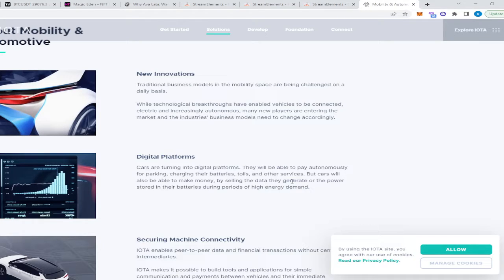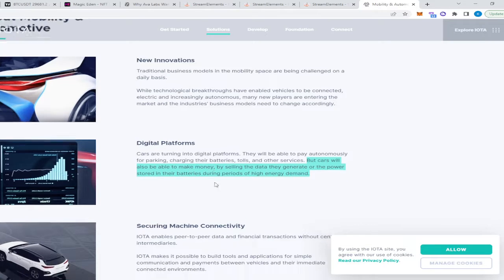So that's big. Like I said here, cars will be able to make money by selling the data they generate, or the power stored in the batteries. Doing so, they plan on adding the wallet to make it beneficial, to where you can pay for tolls automatically, charge the batteries, I guess in the Teslas, and pay for the parking.